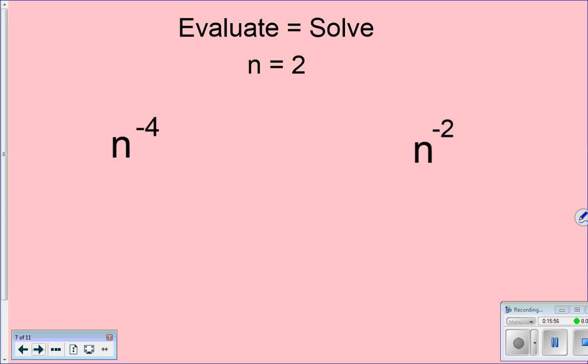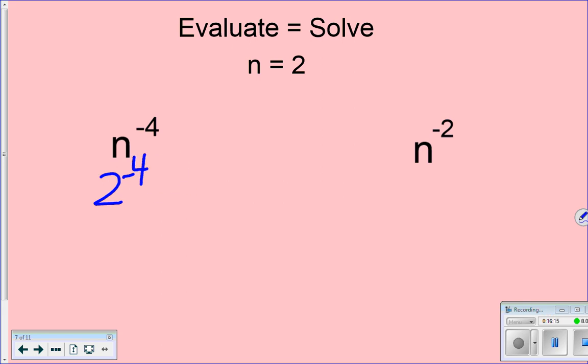Here's another thing. Now look at it, it says evaluate. So what we're going to do first is create a positive exponent, and then we're going to evaluate. So we're going to take a step further. So what does n mean? n is 2. So I'm going to rewrite it: 2 to the negative 4.